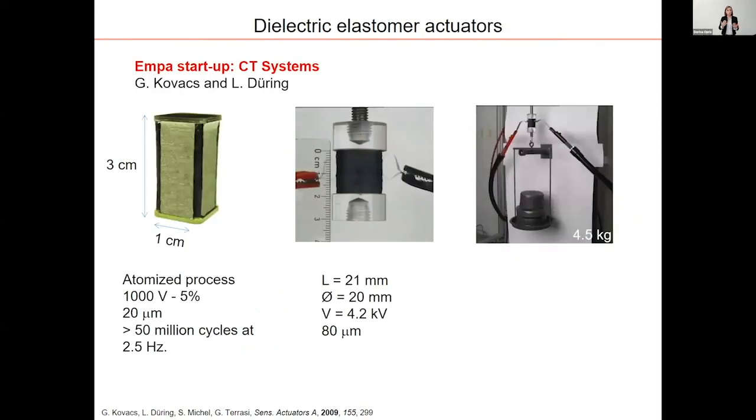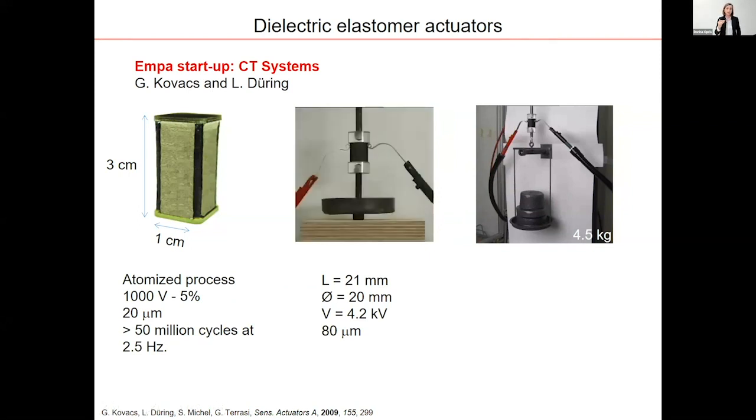So what do we want to do with our material? Until now, we only made single layer actuators. What we would like to do is to use them in stack actuators. Such stack actuators are produced by the Empa spin-off Cityside Systems. They use a fully automated process to prepare such stack actuators, which are operated at 500 volts and give 5% strain.